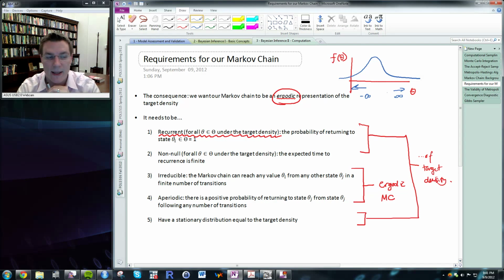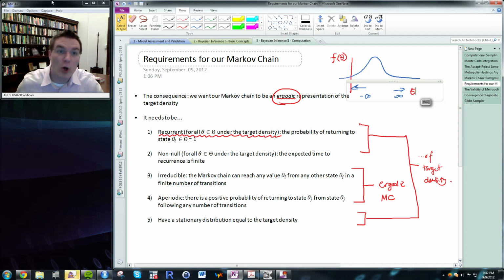So recurrence means that the Markov chain produced by this algorithm has a probability of returning to any valid state equal to 1. And by probability, I mean the probability of returning eventually. That can be many, many iterations of the algorithm, but the probability that eventually it will hit that state at some point in time is 1. So we want our Markov chain to be recurrent for all values of theta that are valid under the target density.